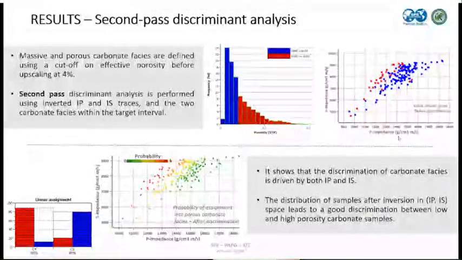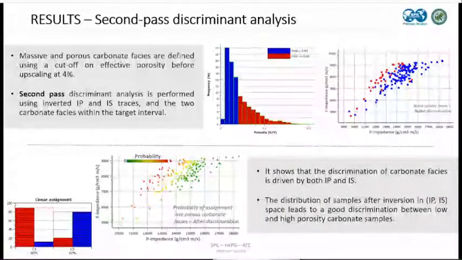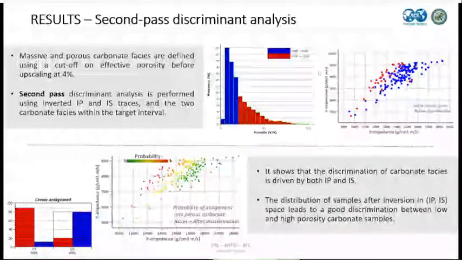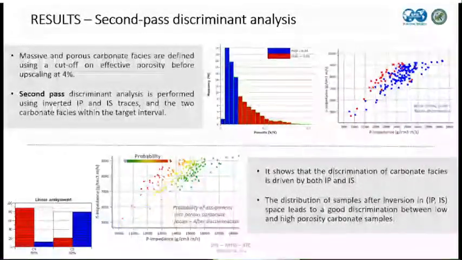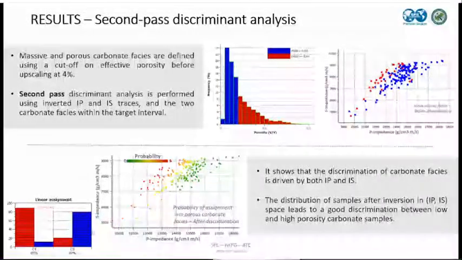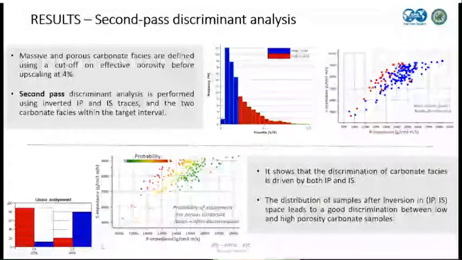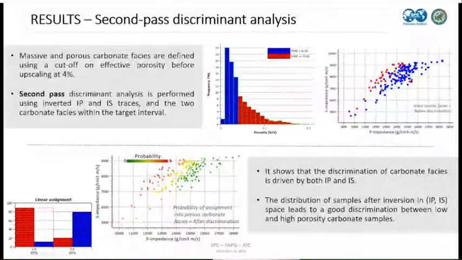On the right, we have the P versus S impedance cross plot colored by the two facies, the massive carbonate in blue and the porous carbonate in red. Again, another discriminant analysis is performed within the carbonate to isolate those two kinds of sub facies. We again have quite good discrimination, with quite high reassignment scores. Here we can see the probability of assignment into the porous carbonate facies, and the linear boundary between the porous and the massive carbonate is steep.